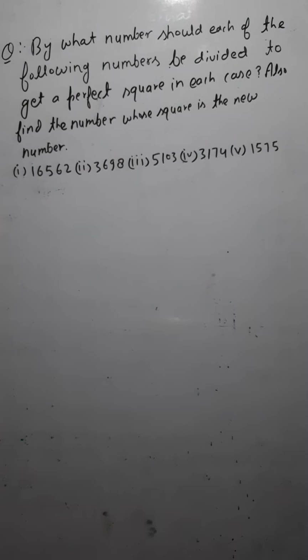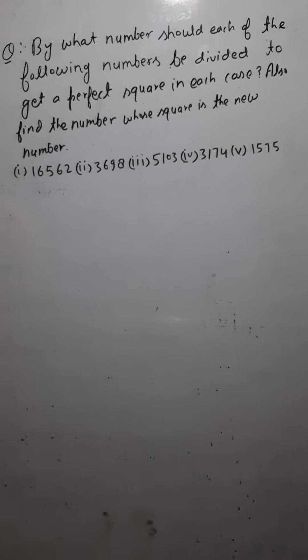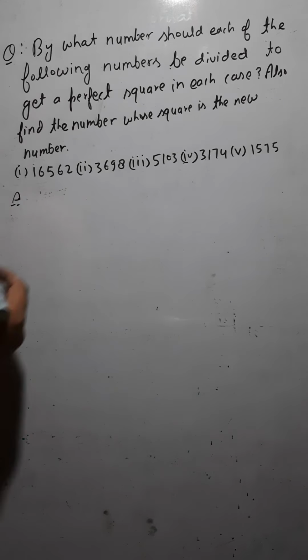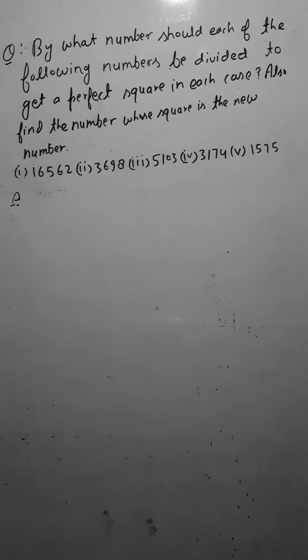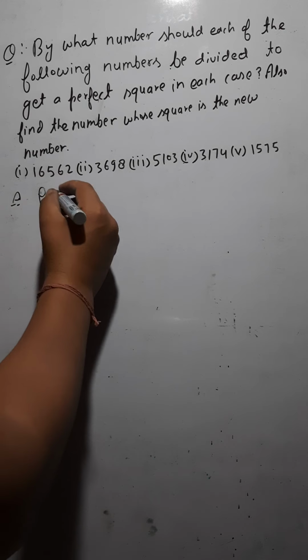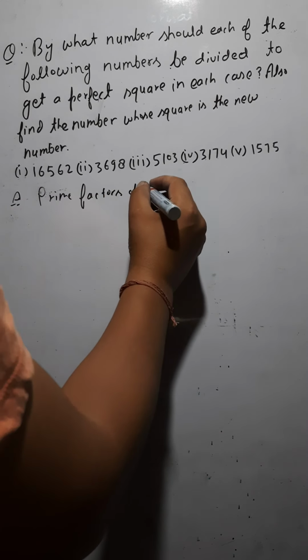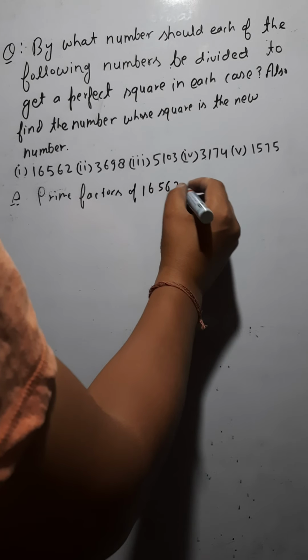Okay. So some of the questions, one or two, I would do before you. Then the rest of the questions you would try yourself. Okay. Let me try the first one first. The question is 16,562. So first, what did you do? You would find out the prime factors of this. So right here, prime factors of 16,562.